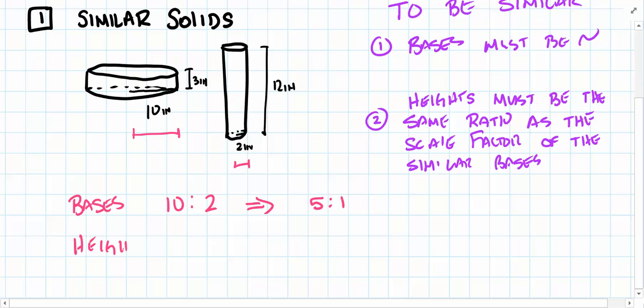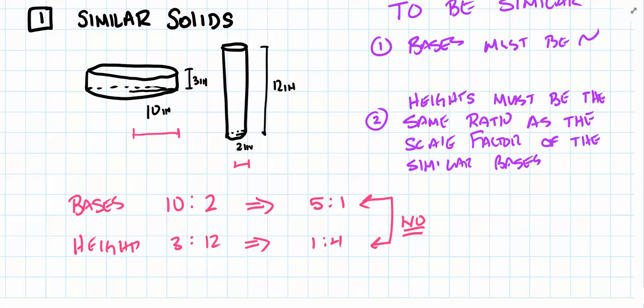The scale factor of that would be 3, measuring the same direction. 3 to what? Which implies, what's the ratio there? 1 to 4. Are these the same? No, they are not the same. Therefore, the 2 of you who voted no were correct, and the 15 of you who voted yes were incorrect.